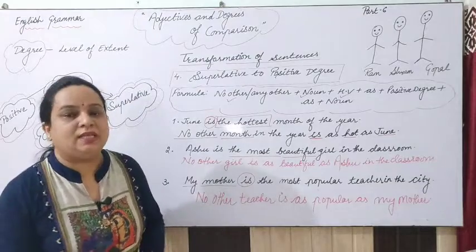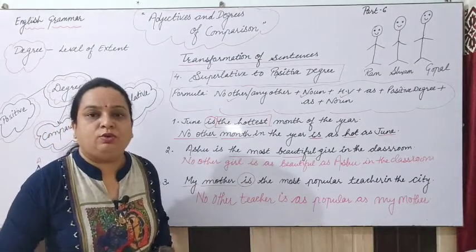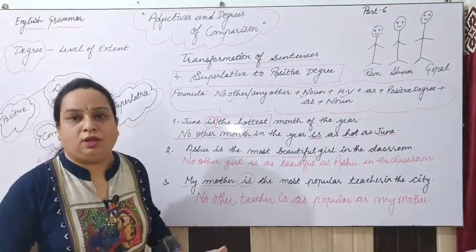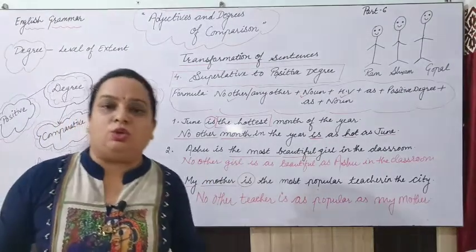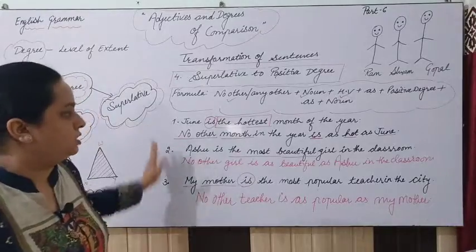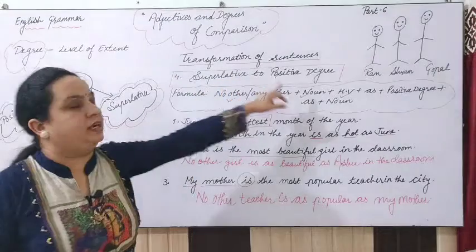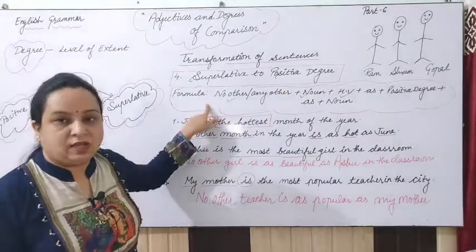It is very easy actually. The only thing you have to do is learn the formulas, okay? And you should know which degree is being used in the sentence. So just take the screenshot of this, superlative to positive. This is the formula given to you.